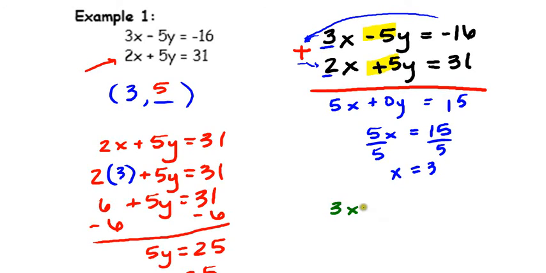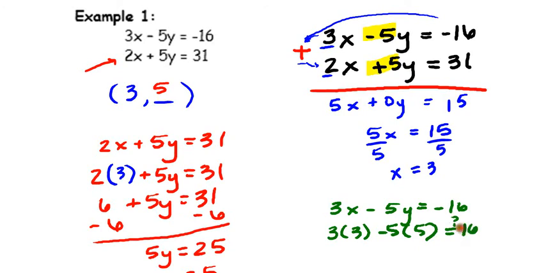So 3x minus 5y equals negative 16. Take out the x, I'm going to put in 3, minus 5 times 5. And I think that should be equal to negative 16. This is going to be 9 minus 25. Does that equal negative 16? It sure does. That's negative 16 equals negative 16.